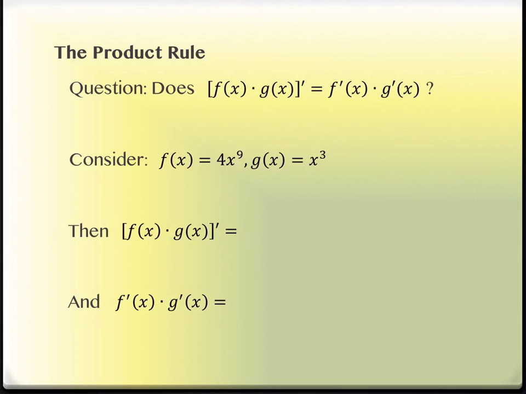Okay? So consider the function f of x equals 4x to the 9th and g of x equals x cubed. There's nothing special about these functions except that they were simple to work with. They were small, they were fairly clean. So if we were to take the product and then the derivative, we should multiply these together first. So what is 4x to the 9th times x cubed?